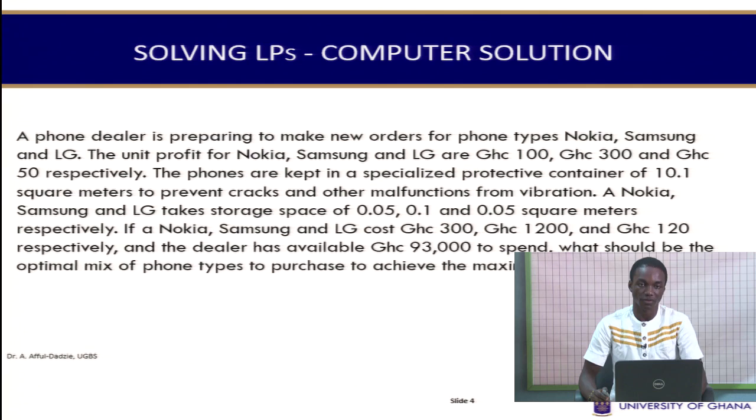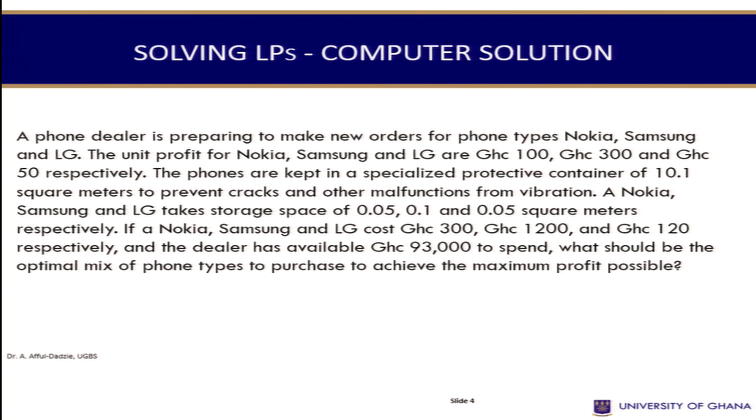So we have a phone dealer who is interested in making new orders for phone types, that is Nokia, Samsung, and LG. The unit profits for Nokia, Samsung, and LG are 100, 300, and 50 CDs respectively. The phones are kept in a specialized protective container of 10.1 square meters to prevent cracks and other malfunctions from vibration. A Nokia, Samsung, and LG take storage space of 0.05, 0.1, and 0.05 square meters respectively.